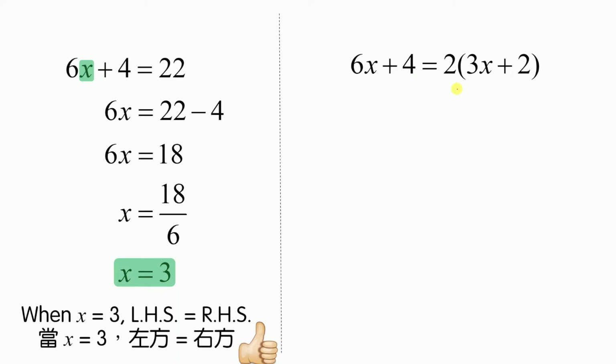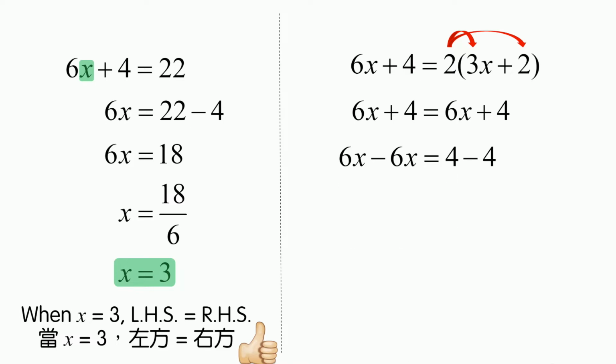For the equation on the right, let us first deal with the brackets. We first expand this by multiplying the 2 into the terms in the brackets. After expansion, we get 6x plus 4 equals 6x plus 4. If we keep calculating by moving the terms and grouping like terms together, we get 0 equals 0. Why does this happen?